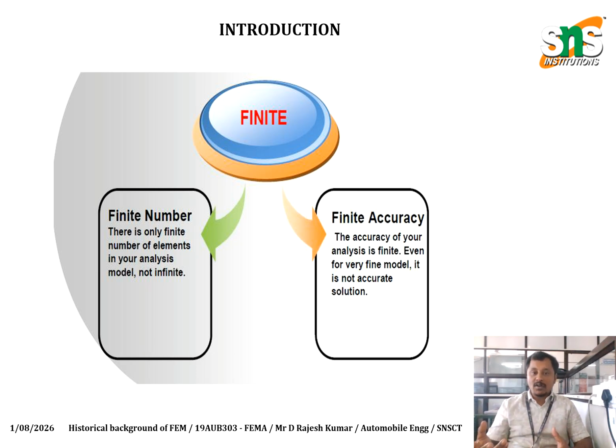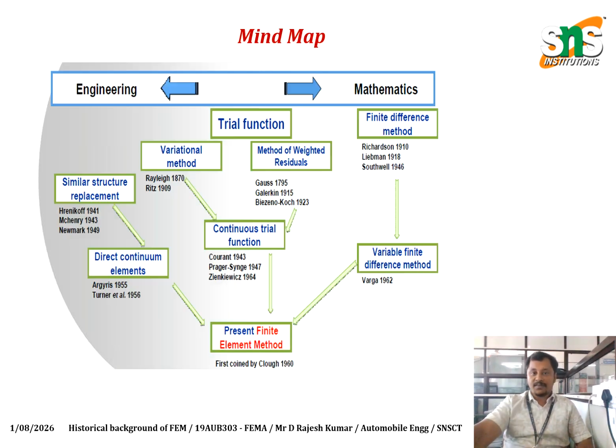The next one is about finite accuracy, which means how accurate your analysis is. That is the meaning of finite accuracy. Even for a finite model, it is not an accurate solution, which means it is an approximate solution.